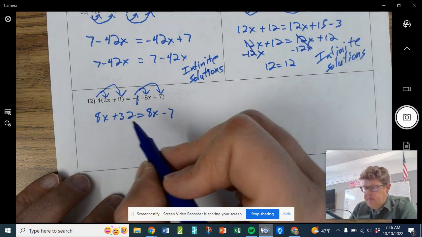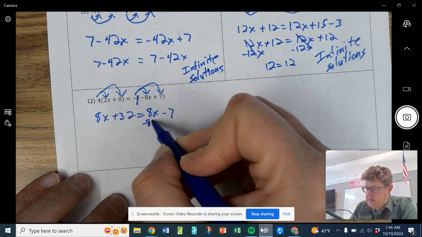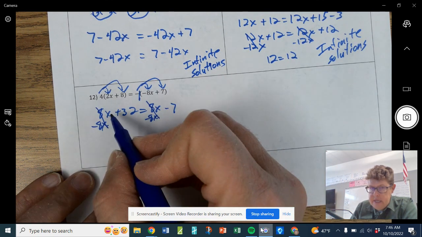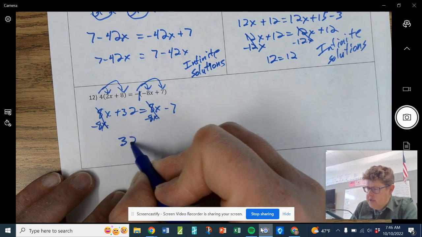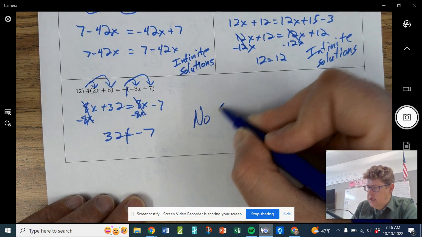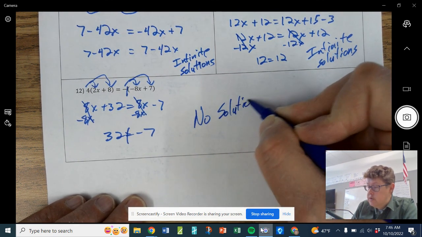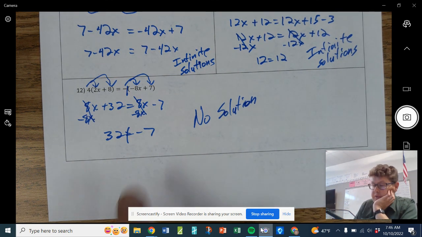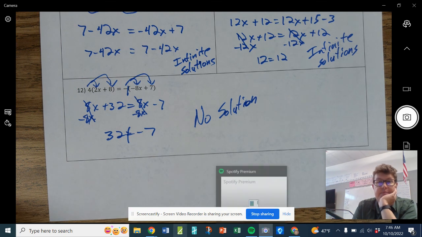So I've got the same variable here, which when I kind of bring those together, those cancel out. When it's not 0x, it's going to give you 0. We've got 32 equals negative 7, which is not true. So since it's not true, there is no solution to this. You'll never be able to find a number that will make this equation true, that will make this equation the same on the left as it is on the right. So there you go.